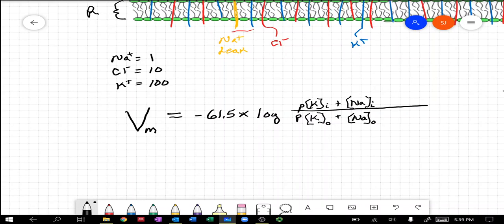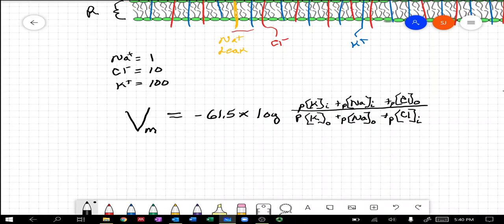In or out. We have permeabilities that we have to consider as well. And finally, chloride. Chloride we need to think about just a second here. So we do need permeabilities. Get my little P's in there for permeability. But instead of inside over outside, we're going to flip this ratio to outside over inside.